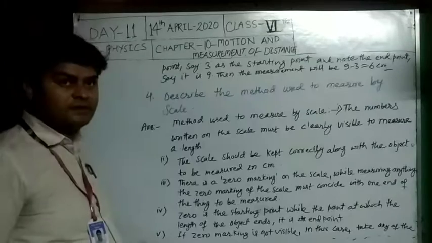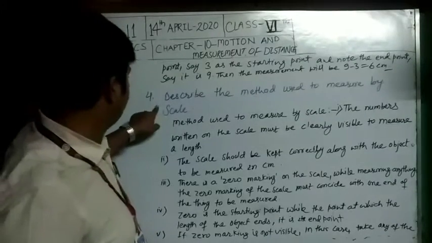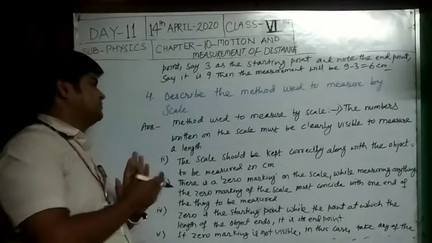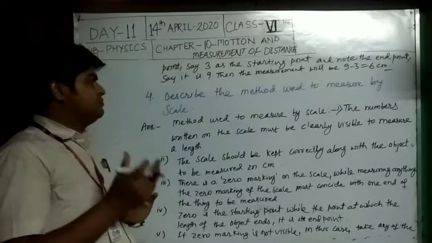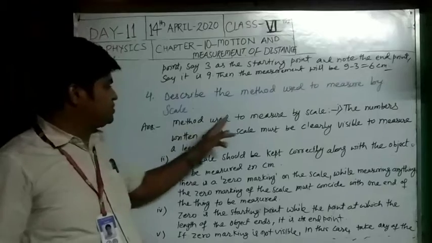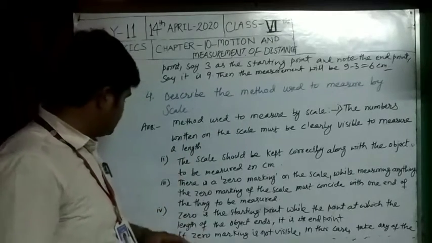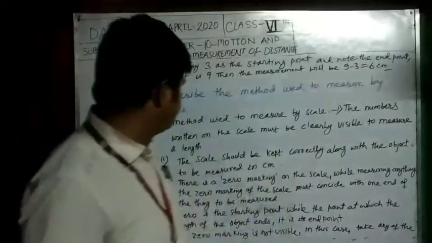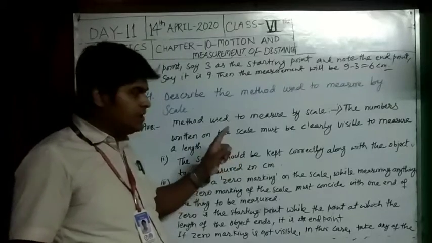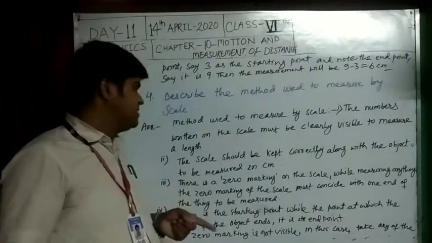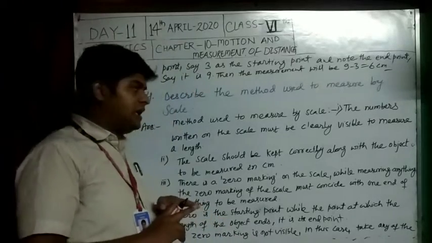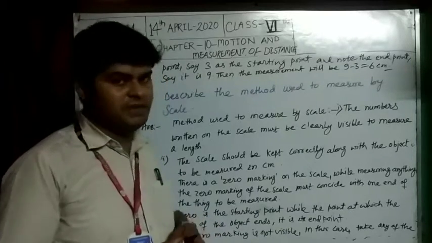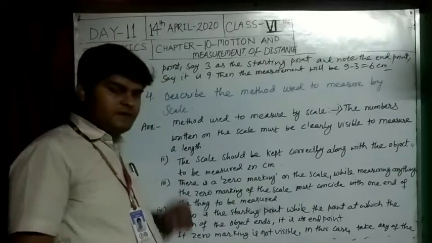Now let us see question number 4. Describe the method used to measure by a scale. That means explain the methods used to measure by a scale. There are 5 steps to measure by a scale. First step, the numbers written on the scale must be clearly visible to measure a length. That means your scale should be neat and clean, and the number digits mentioned on the scale must be clearly visible.